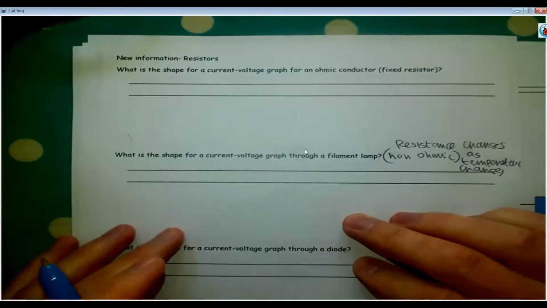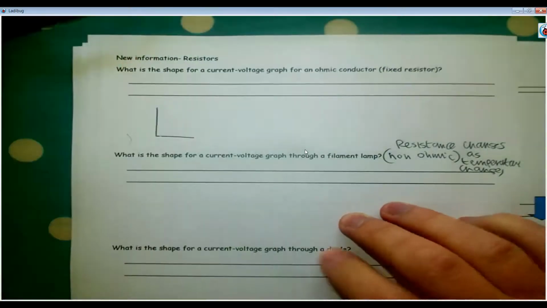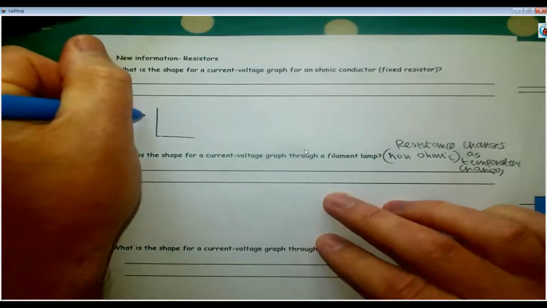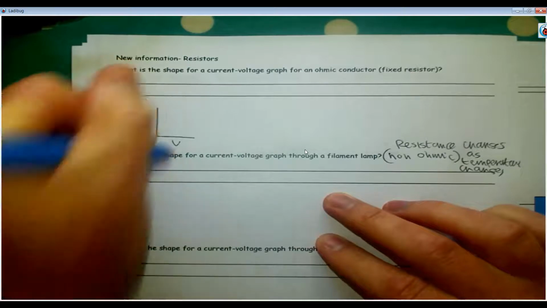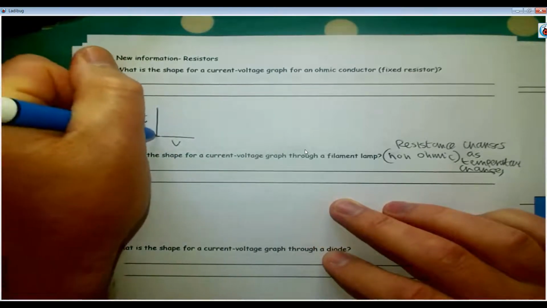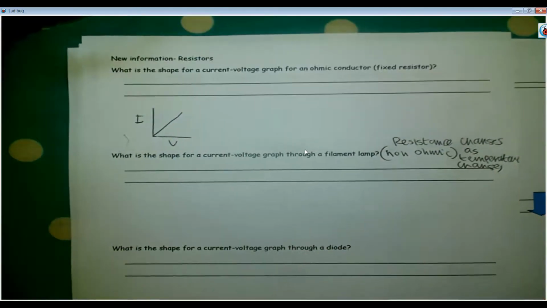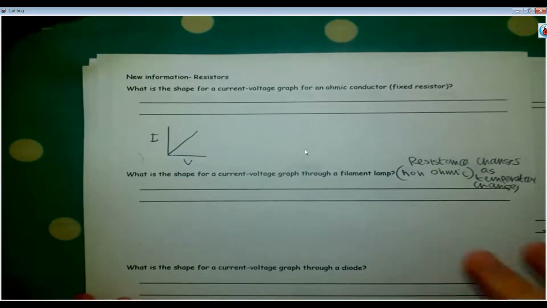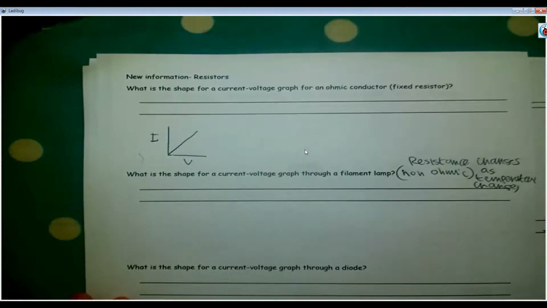Okay. So representing it as a graph would look a bit like this. We've got current on the y-axis, we've got voltage on the x-axis, and a typical set of results. As the voltage is increased, the current also increases. Now, how would we describe that and go about writing it? We would do that in the following way.